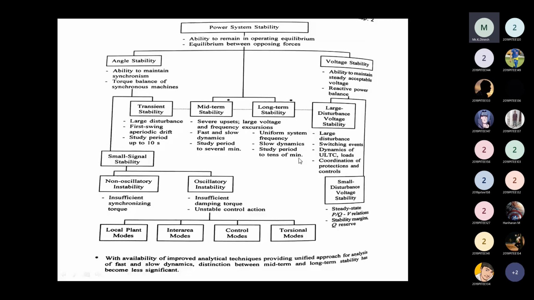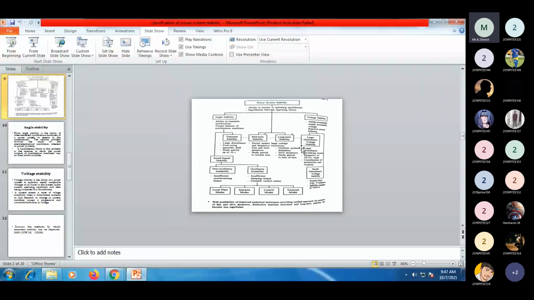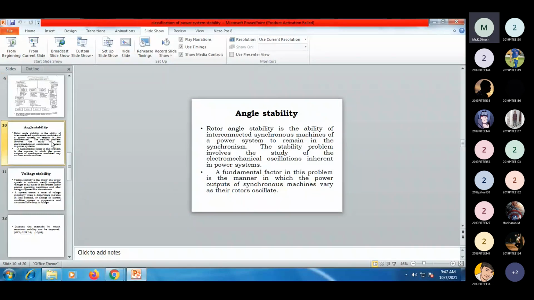So these are all the detailed classification diagram for your power system stability. So in this manner, we have to classify our power system in terms of stability. Okay. So we discussed the methods in detail: angle stability and voltage stability.